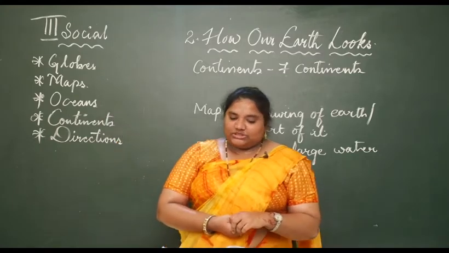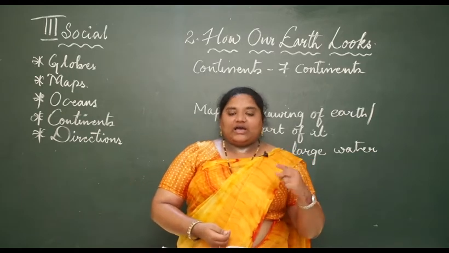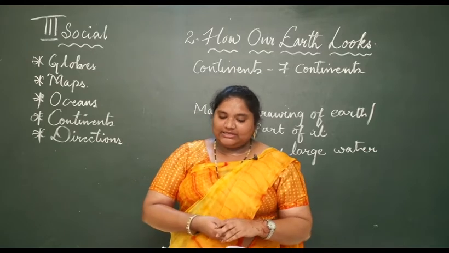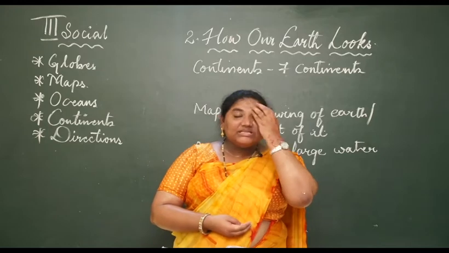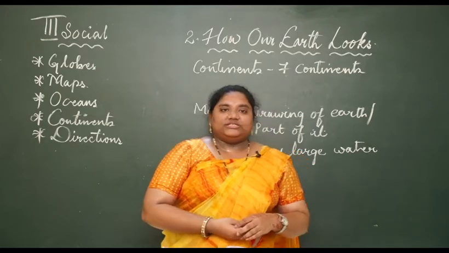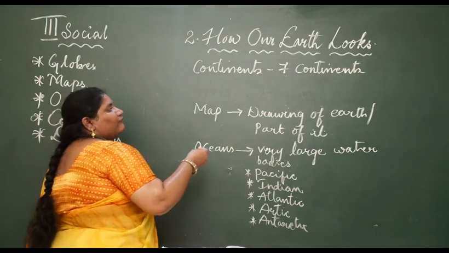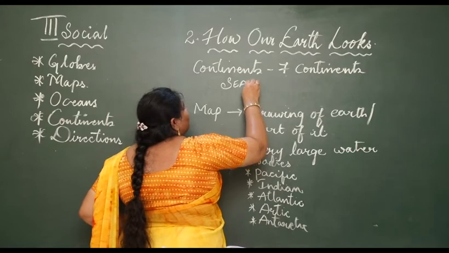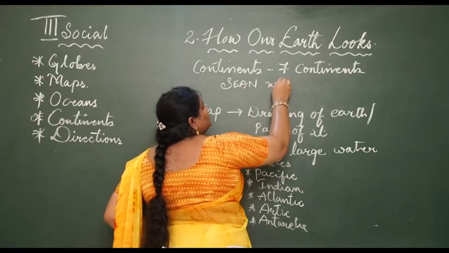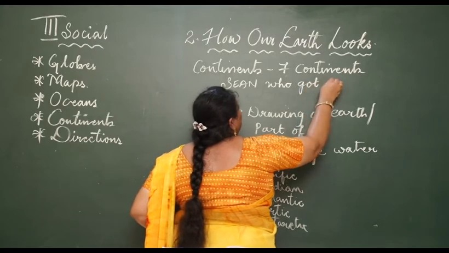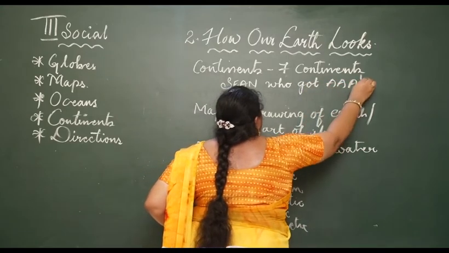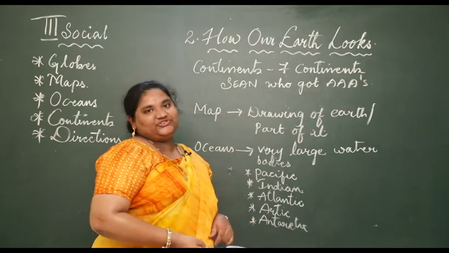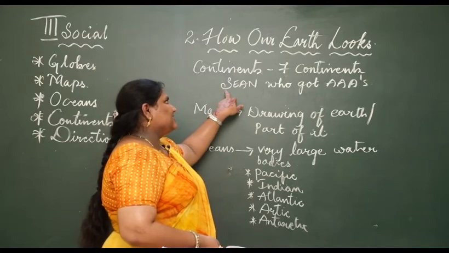What are the names of the continents? Asia, Africa, Antarctica, Australia, Europe, North America and South America. These are the 7 continents. To remember this, I have a shortcut. Seen, the name of a person, who got 3 A's. In playing cards you can find A. Yes, so Seen is a person who got 3 A's. You can remember by this statement.